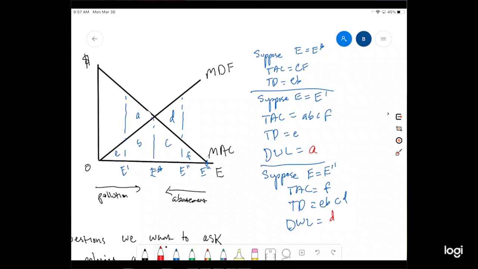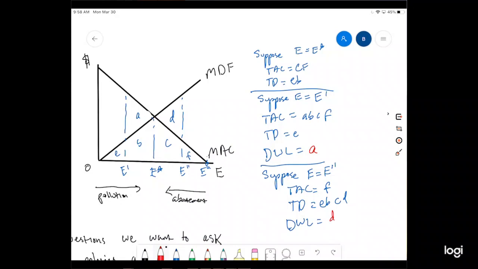But if you can imagine, if we increase the slope of the marginal damage function, maybe we give it some curvature so it gets steeper the further out we go on the E axis, then the deadweight loss is going to increase if we don't reduce our emissions enough. So the area D is going to increase if there's some curvature in our marginal damage function. It starts to increase in its slope.